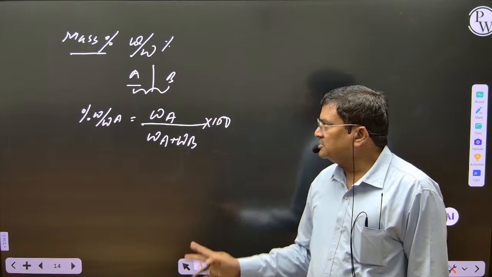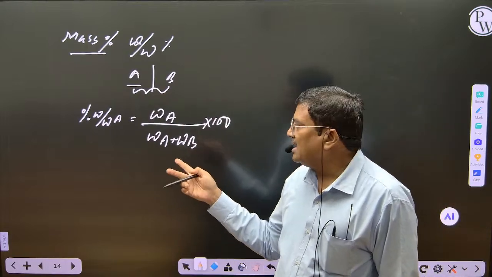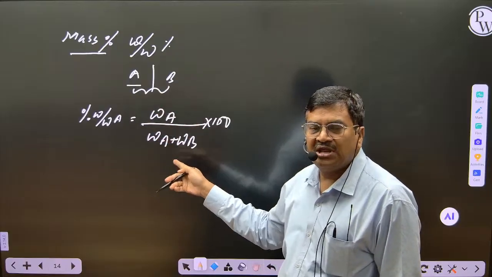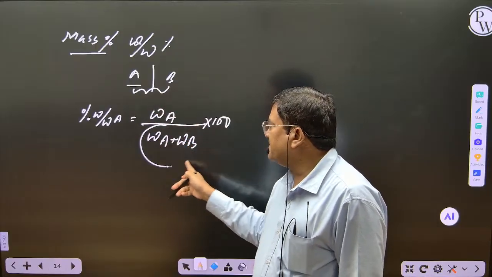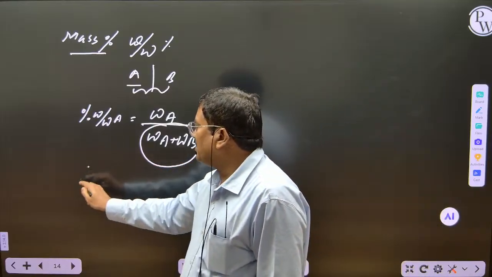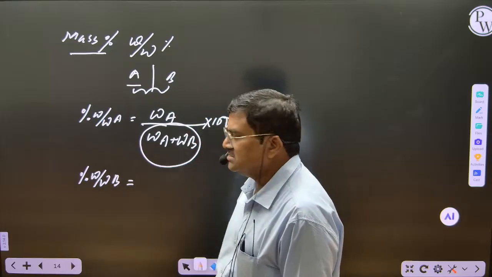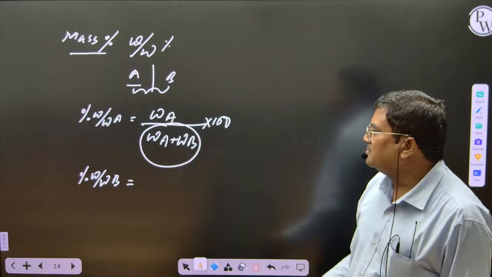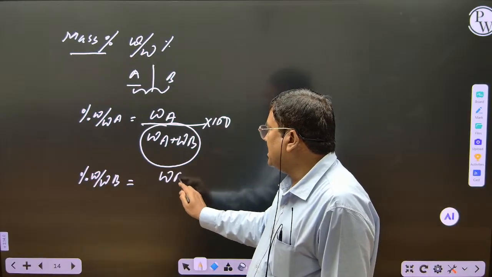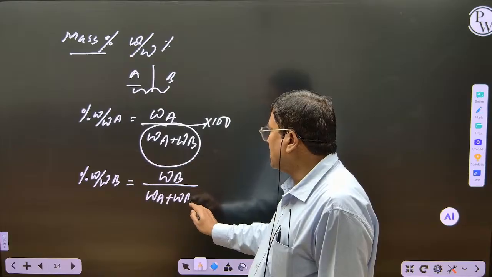So among the two components A and B, if I want to find the mass percentage of A, I get mass of A by total mass, that means mass of A plus mass of B, into 100. Same way, if I want the mass percentage of B, how do I get it? Same, no? Mass of B by total mass of both components, A plus B, into 100.